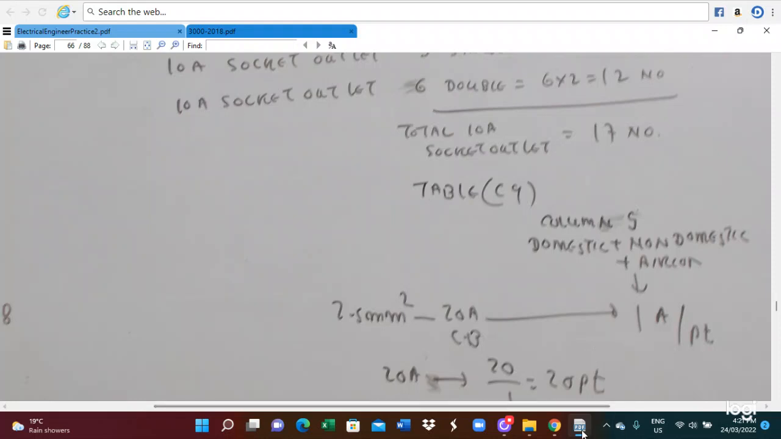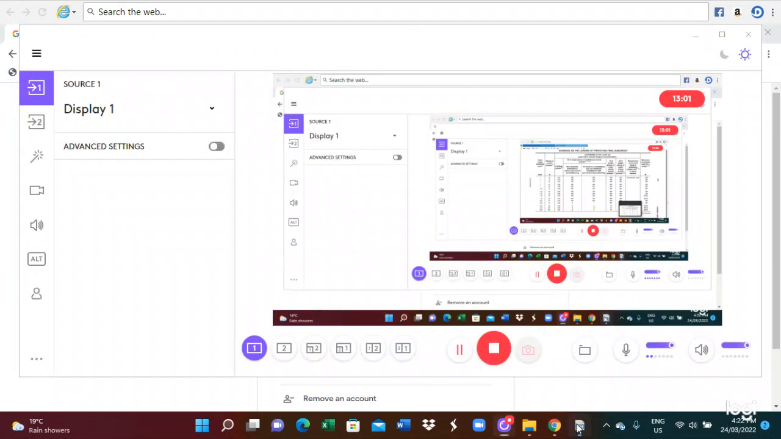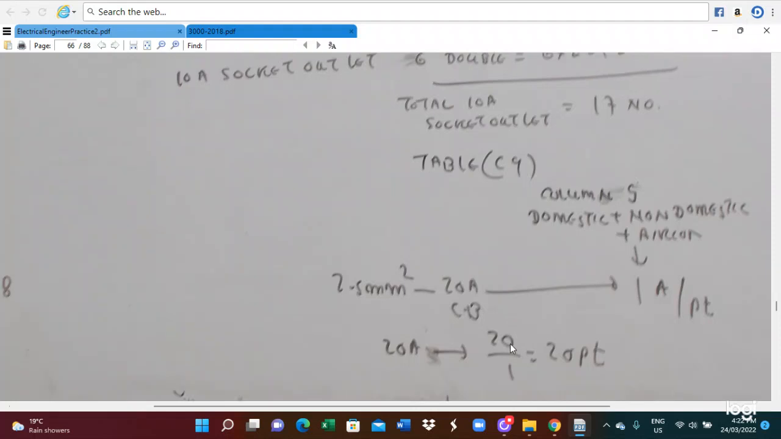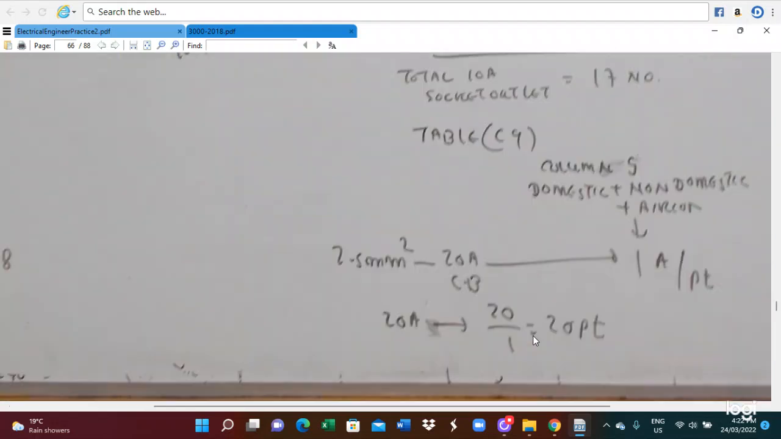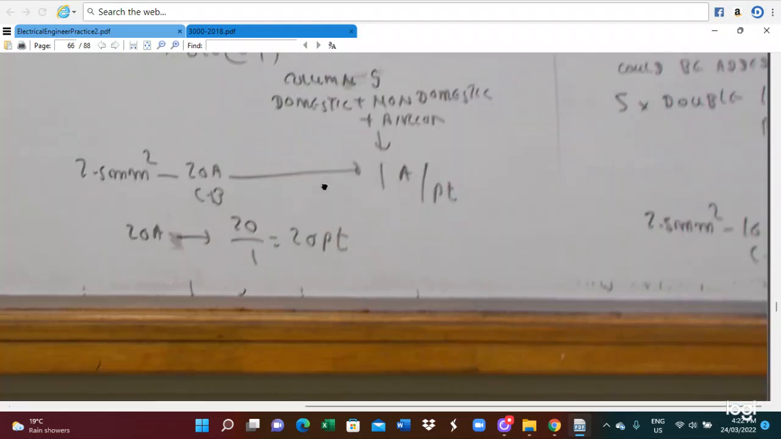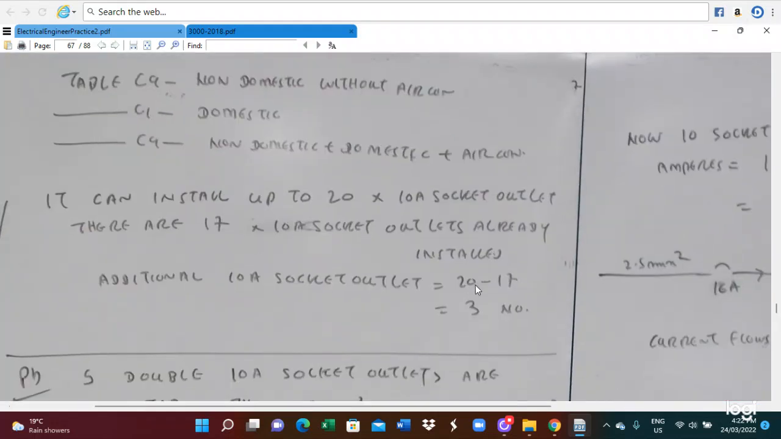But how many socket outlets can be installed? So this is with the permanent air conditioning. So this is the 1 ampere per point. So this is for the circuit breaker rating 20. So 20 divided by 1, you got 20 number of points. So the 20 number of points you can install as a maximum. But 17 are already installed. So that is 20 minus 17, you get an additional 3 points. So this is how we calculated it. So this is the way we calculate that problem.